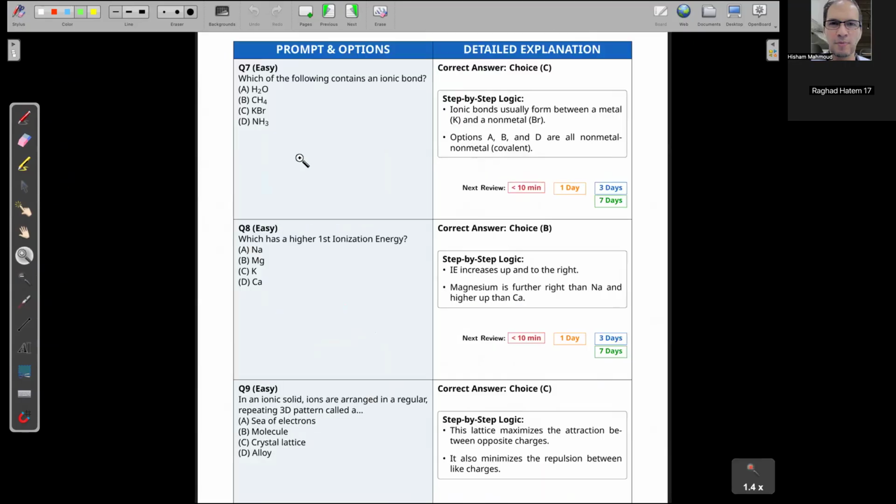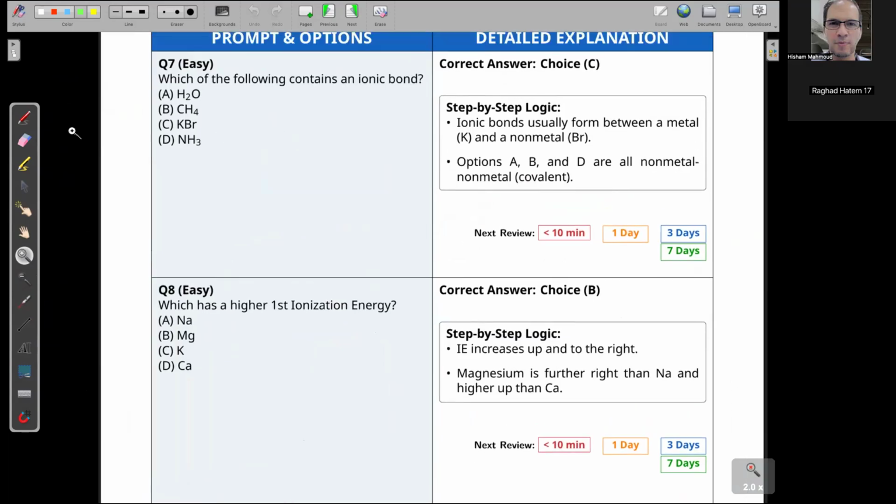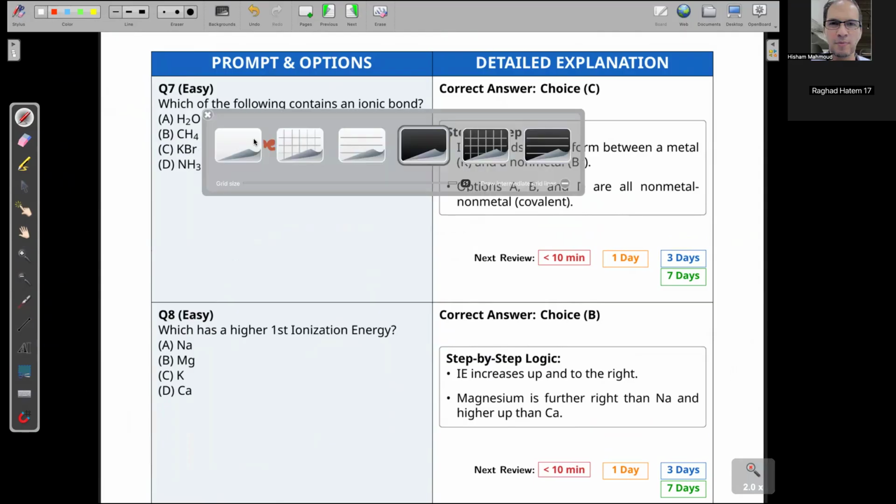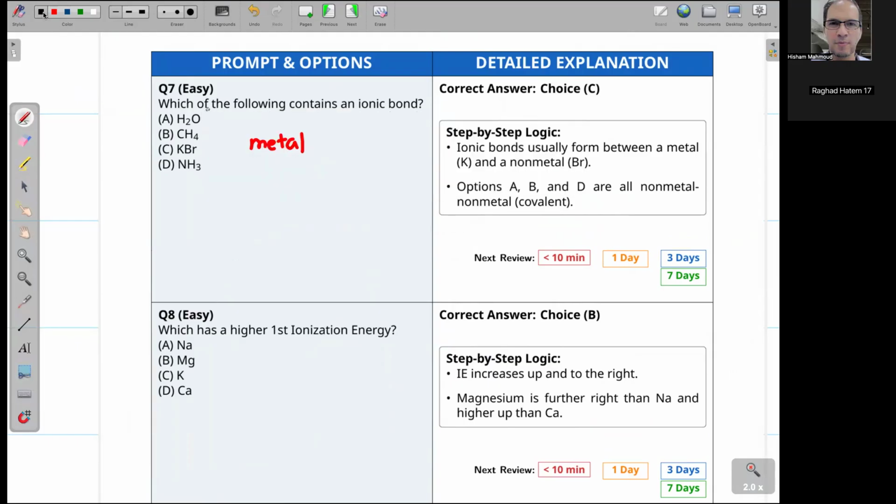Which of the following contains an ionic bond? Is it H2O, CH4, KBr, or NH3? We know very well that in order to make an ionic bond, you should have a metal with a non-metal. So if you have a metal together with a non-metal, you will be having KBr. So the answer will be KBr.